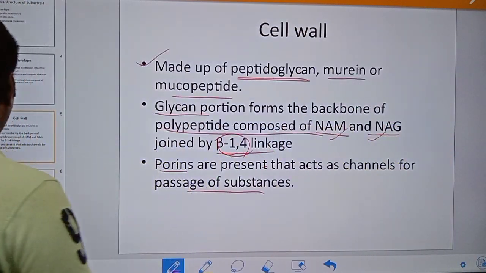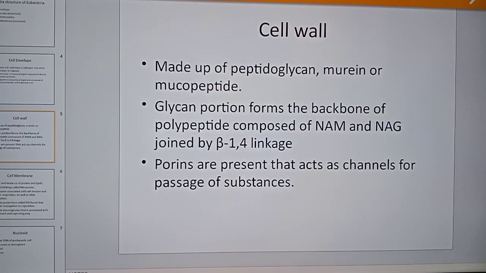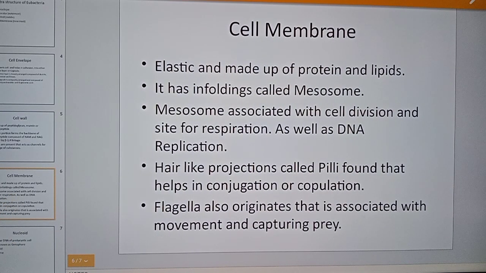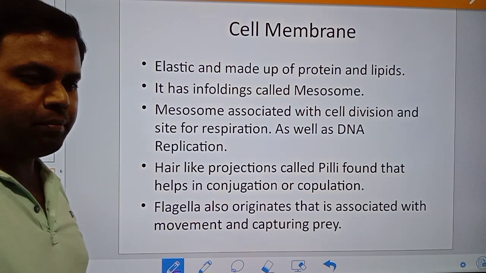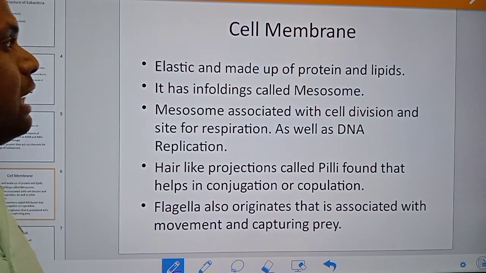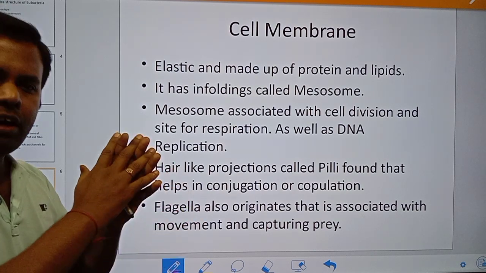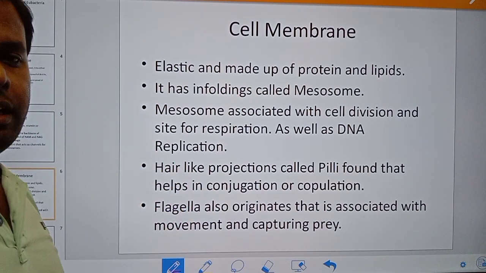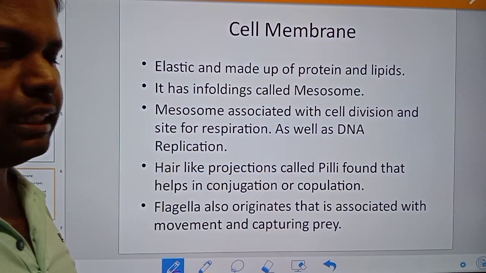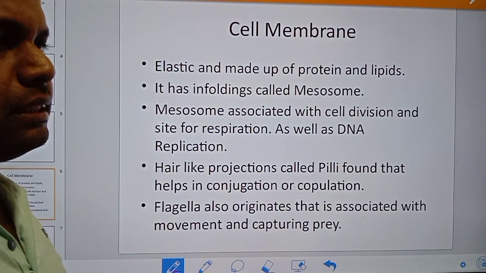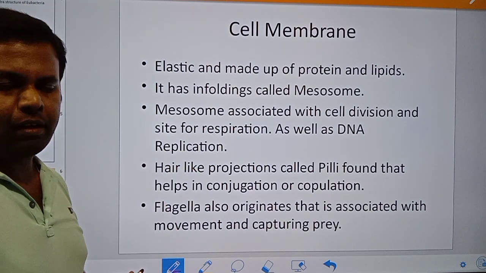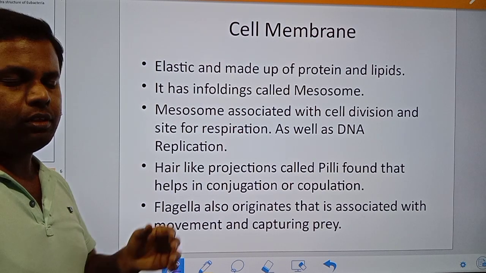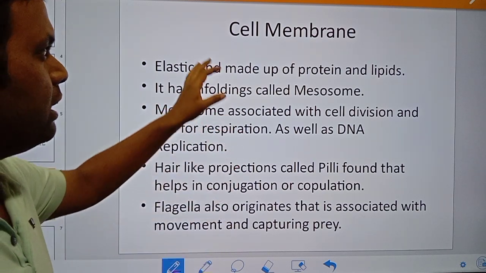Moving to the next, the last part of the cell envelope, that is the cell membrane. Normally it is present in all types of living cells. It is one of the parts of the protoplasm. We will read it together in the next classes. So the cell membrane is the innermost part of the cell envelope. We divide the cell envelope into three parts: the outer glycocalyx or the slime layer or capsule, the middle cell wall, and the innermost one is the cell membrane.